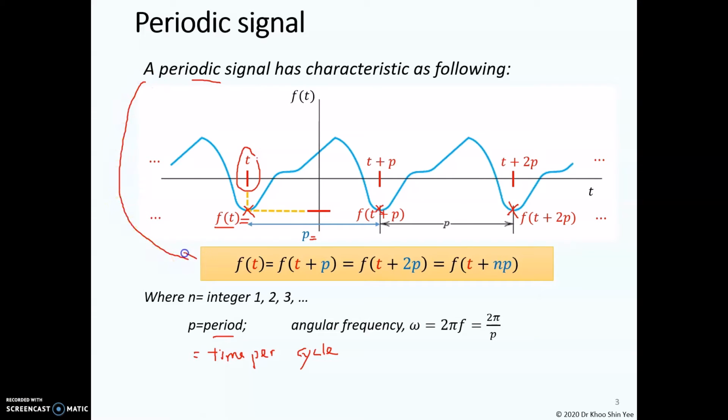Therefore, we can use this formula to verify a periodic signal. For a periodic signal, your f(t) will be equal to f(t plus nP), where n is an integer from 1 to infinity, and P is the period. You can find the frequency of a periodic signal by using 1 over the period. For example, in this case, let's say the signal repeats itself every 5 seconds. Then this is the period, your P is 5. If you substitute inside here, you obtain 1 over 5, which is 0.2 Hertz.